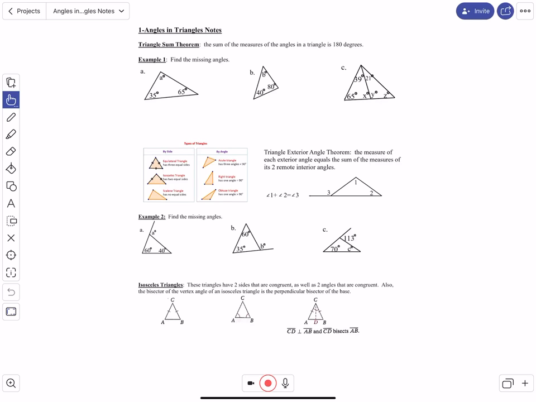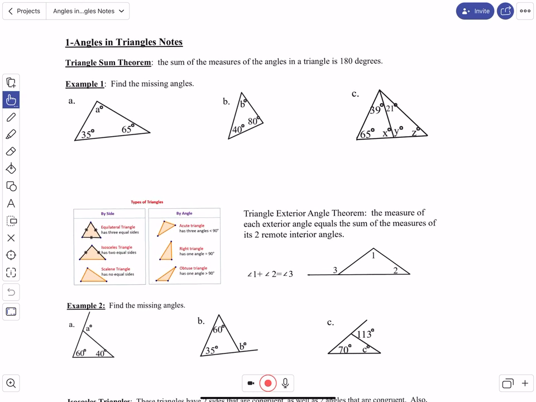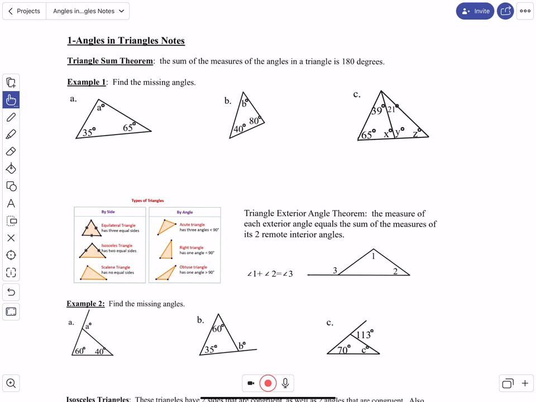Angles in triangles. Some of this is going to be a little bit of a review on our triangles, but we want to make sure that we know the basic rules as we start talking about angles and triangles and sides for triangles. The first thing at the top of our page is the triangle sum theorem, which just says the sum of the measures of angles in a triangle is 180 degrees. So all the angles in a triangle have to add up to be 180 degrees.